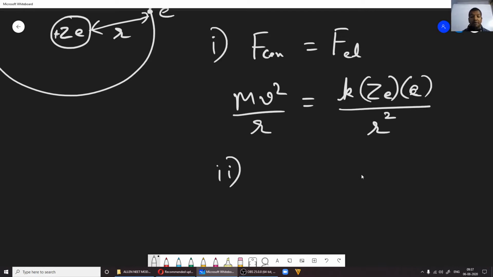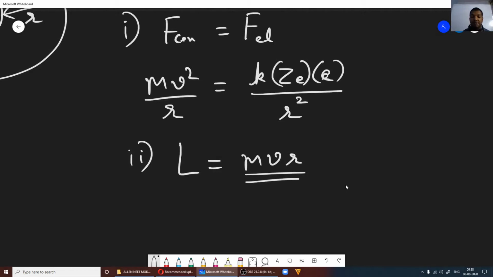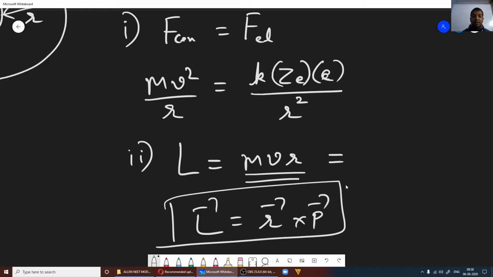Now one more thing about Bohr's postulate is that the angular momentum of the revolving electron we'll write as mvr. Now this is the basic definition of angular momentum. L we will write as r cross p. Now p is mv, so we'll get it like that. Now L is equal to mvr by the basic definition.